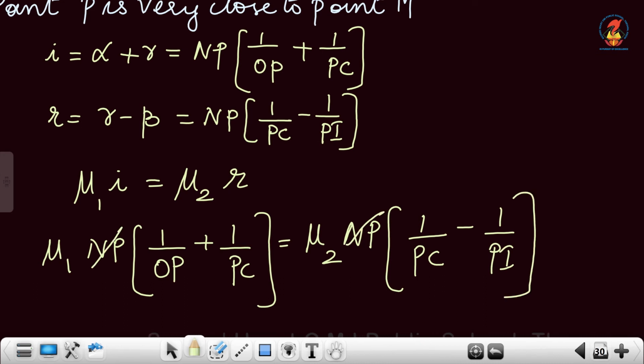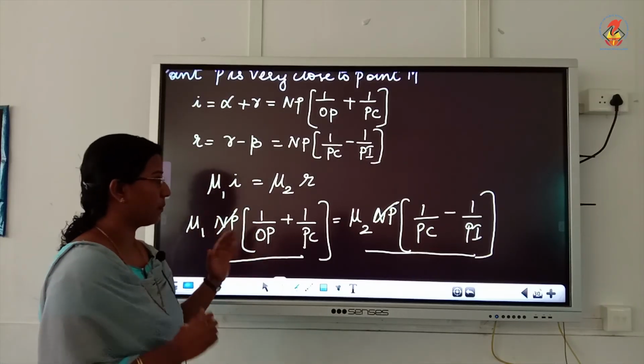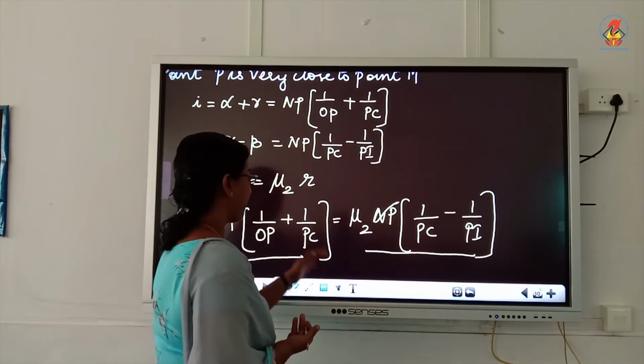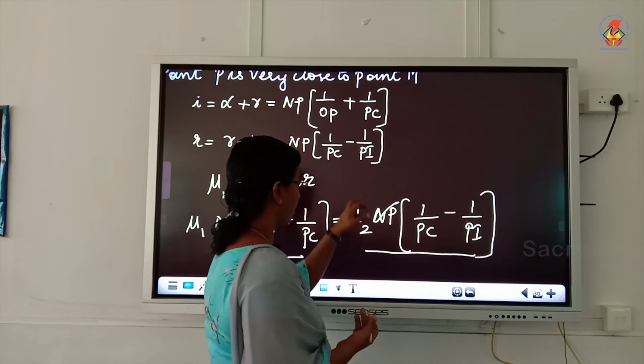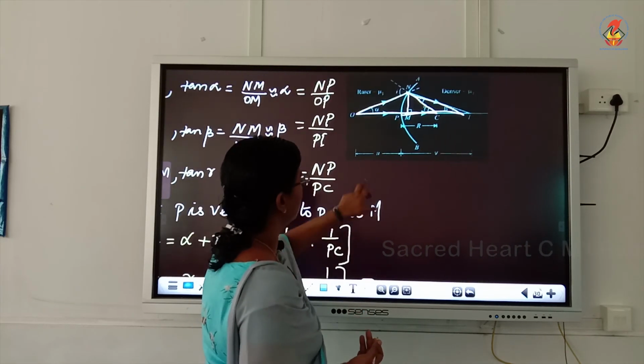Now NP and NP is common, we take it out, cancel it, so we get mu1 into 1 by OP plus 1 by PC is equal to mu2 into 1 by PC minus 1 by PI. So now we got the equation, all the terms in terms of P, so we can measure and write OP, PC, PI, etc. in terms of image distance, object distance and radius of curvature.